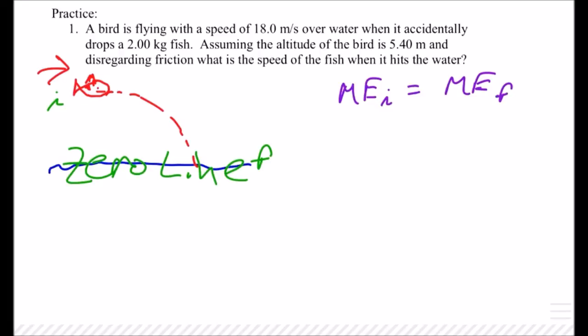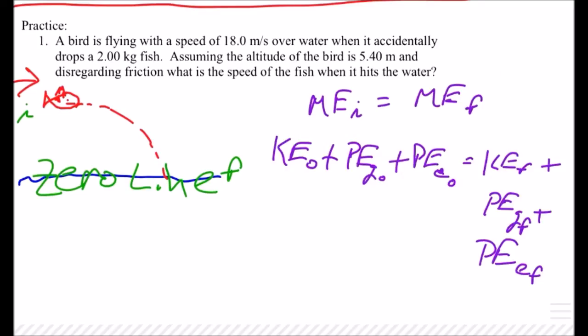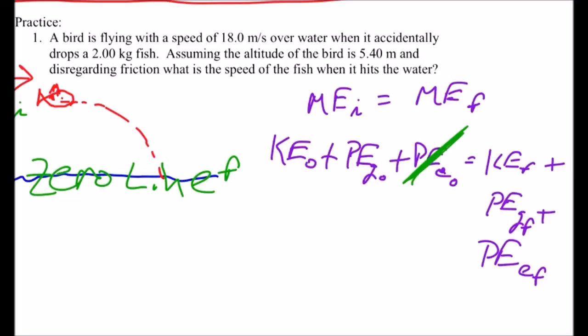Now, until I say otherwise, you are required to expand both sides of the equation with all types of mechanical energy. So what are all the types? Look at the situation and decide what kind of energy the fish has. At the initial point, it has kinetic energy because it's moving, and gravitational potential energy because it is above the zero line. It does not have elastic, so we can get rid of that one.